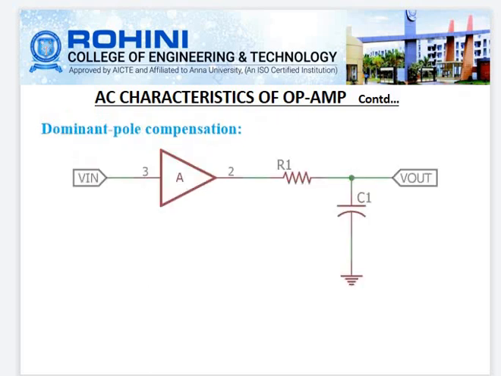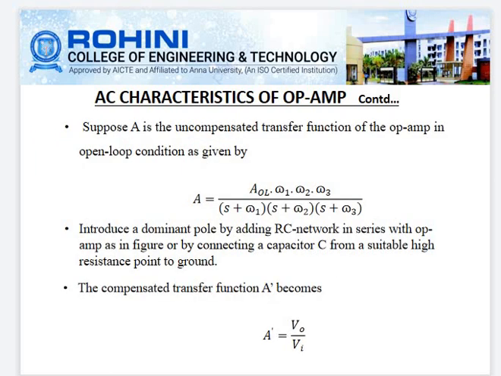In dominant pole compensation, a pole is introduced with the help of a resistance and capacitance R1 and C1, which is connected at the output of the operational amplifier. Here A is the uncompensated transfer function of the operational amplifier in open loop condition and is given by A is equal to A into omega 1, omega 2, omega 3 divided by s plus omega 1 into s plus omega 2 into s plus omega 3.